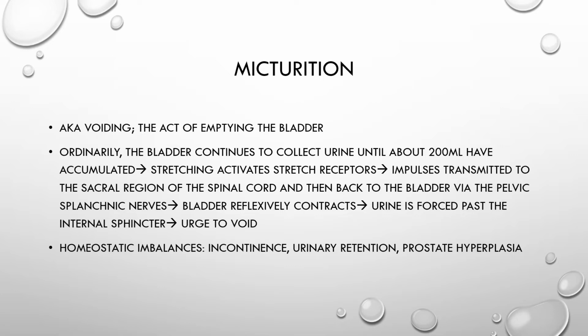Ordinarily, the bladder continues to collect urine until it's at a capacity of about 200 cc's or 200 mLs. At this point, stretching of the bladder will activate stretch receptors. Impulses are transmitted to the sacral region of the spinal cord and then back to the bladder via the pelvic splanchnic nerves, causing the bladder to go into reflex contractions. As the contractions become stronger, stored urine is forced past that first sphincter, the internal urethral sphincter, again smooth muscle, so involuntary, into the upper part of the urethra. The person will then feel the urge to void.